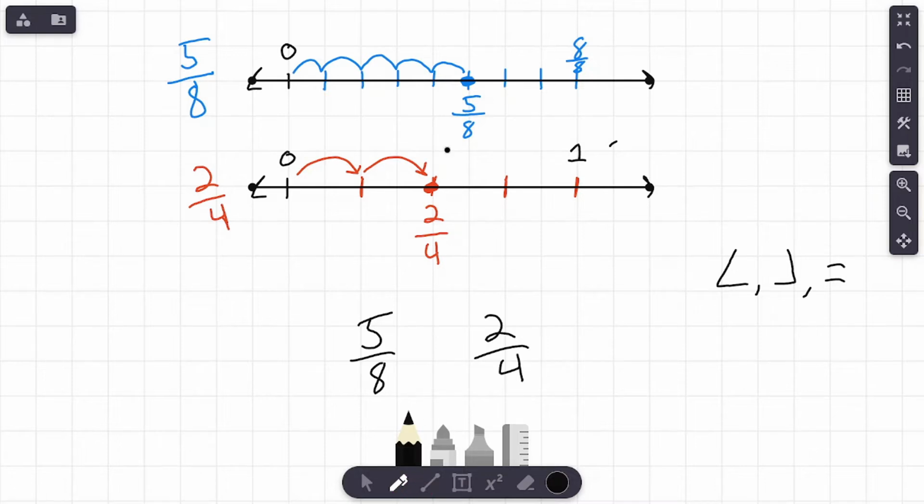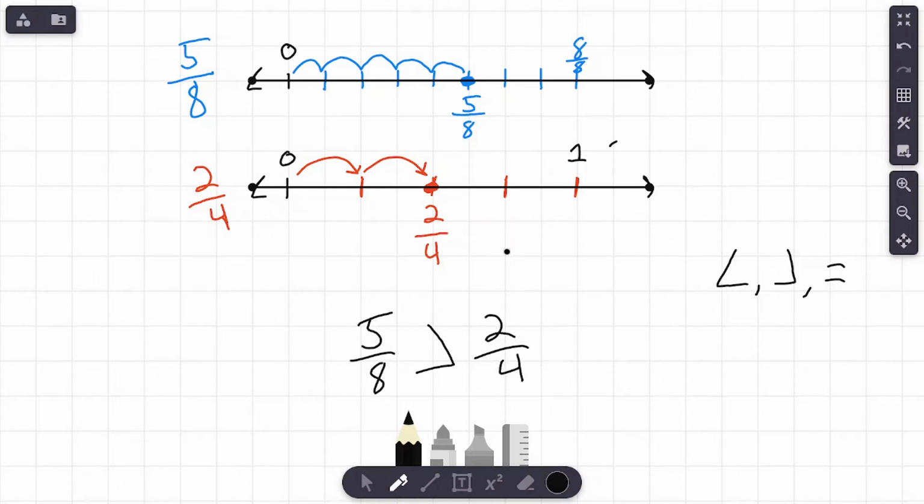Well, if you're looking at our number line here, that's pretty clear to me. 5/8 is going to be greater than 2/4. Remember, the alligator mouth eats whichever number is bigger. That's a way to remember it. How do we say this? We say it as 5/8 is greater than 2/4.